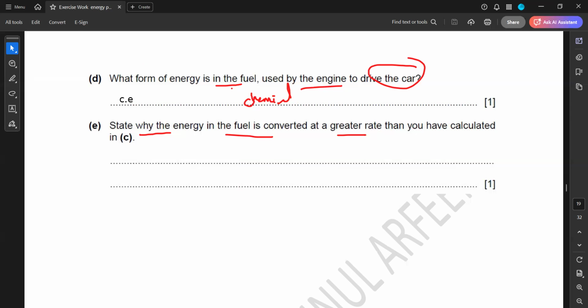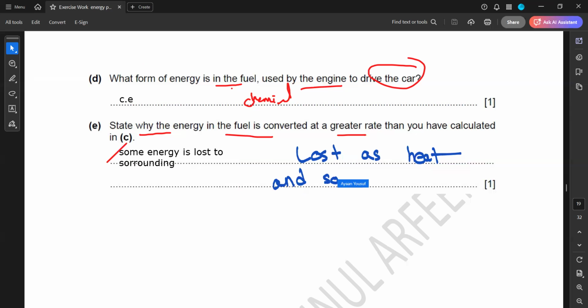But practically it will use more. What is the reason for that? Because not all of the energy is used to move the car. Some of the energy is wasted or lost in the form of heat and sound. That's right. Because when the engine takes the chemical energy input and moves the car, it's not only moving, the car produces sound as well. So it is lost as heat or as sound energy.